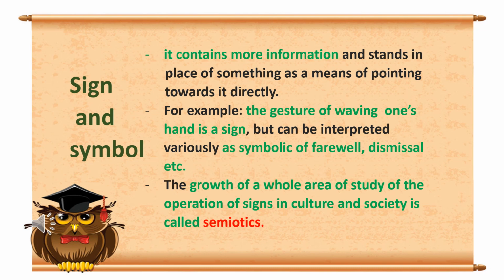When it comes to a symbol, it contains more information and stands in place of something as a means of pointing towards it directly. An example: the gesture of waving one's hand is a sign, but can be interpreted variously as symbolic of farewell. So if you wave your hand, who knows if it is symbolic of farewell, to say goodbye, or a dismissal. That's what it means. The growth of a whole area of study of the operation of signs in culture and society is called semiotics.